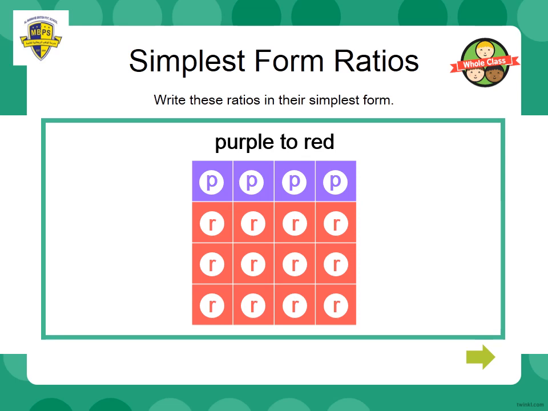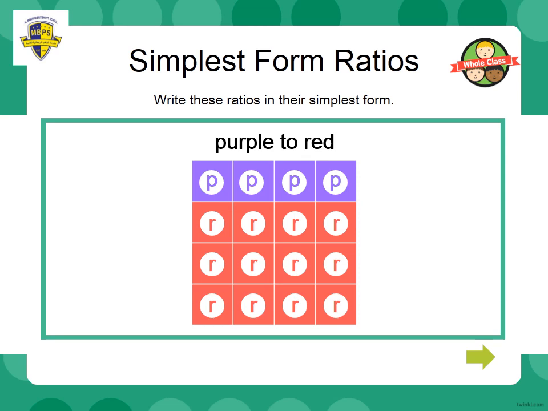Now this is your time, grade 4, to practice. Purple to red. First we want to find the ratio. Try to simplify it on your paper. Here we need pencil and paper. Then we will check our answers together.